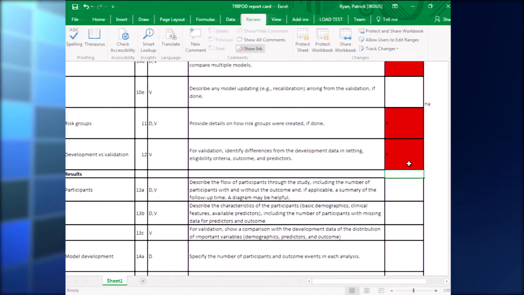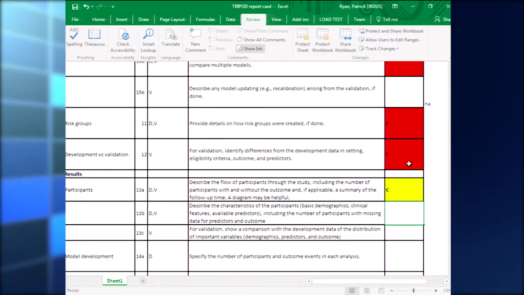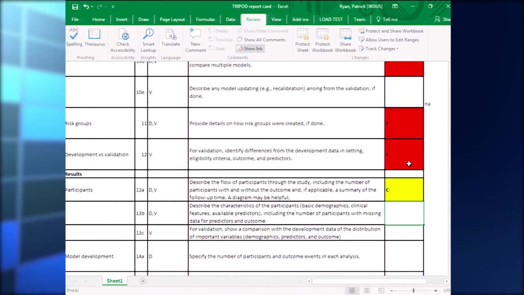Now we're up to 13A. The flow of participants through the system. C. Okay. It's not that bad, but there's no diagram. It's a little confusing, but it's okay. 13B. Describe the characteristics. Okay, there you go. That's going to be easier.